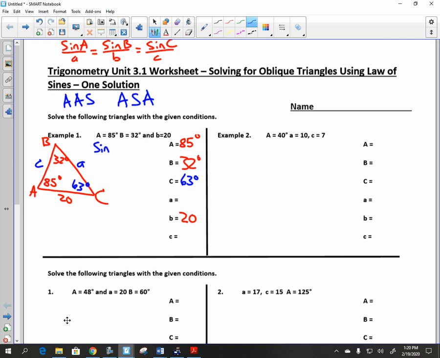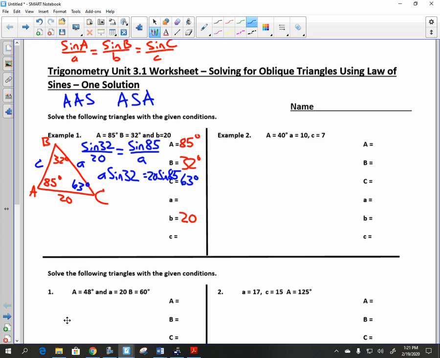Sine of what? Sine of 32. Why'd you choose 32? Because it has the opposite side. Sine of 32 over 20. Good. So I have sine of 32 over 20, an angle and its opposite side, is equal to sine of 85 over, what's the side opposite 85? Over A. I cross multiply. When we cross multiply, we get A sine of 32 is equal to 20 sine of 85.